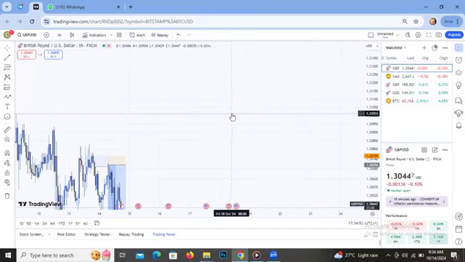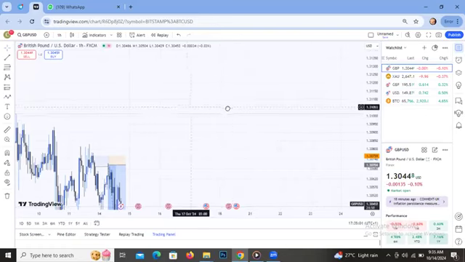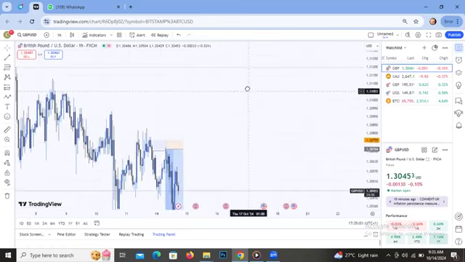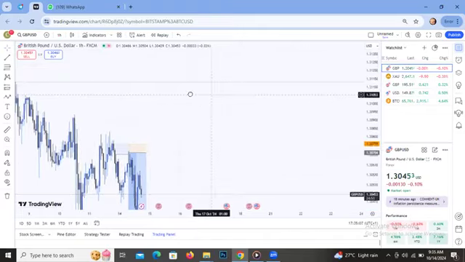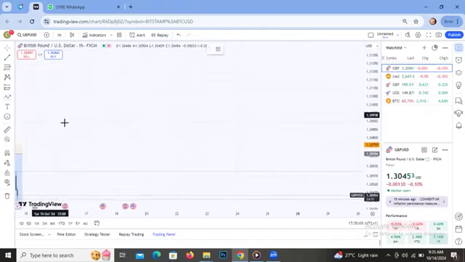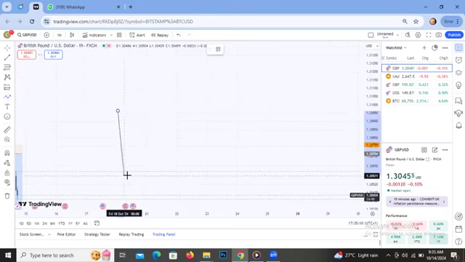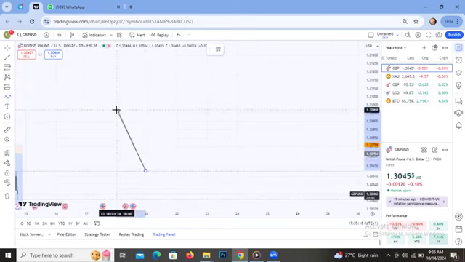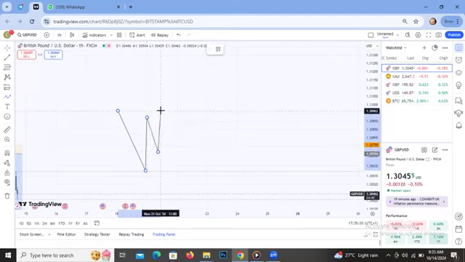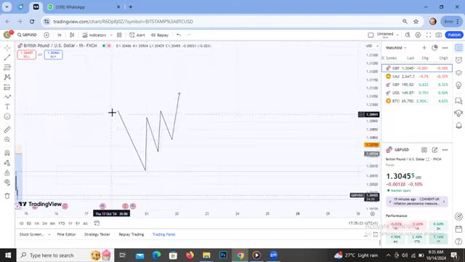In this other setup, you have another pullback inside the zone before the break of structure. What if you have two pullbacks inside that zone before it breaks the upper structure? Will you go with the second? This is the high and this is the low. They pull back, two pullbacks like this before breaking, right?